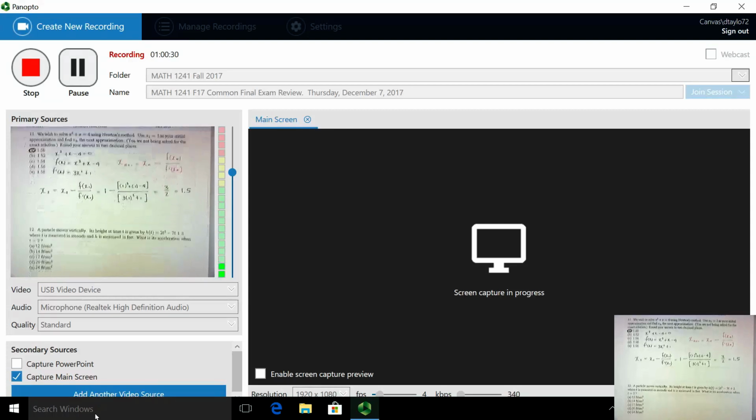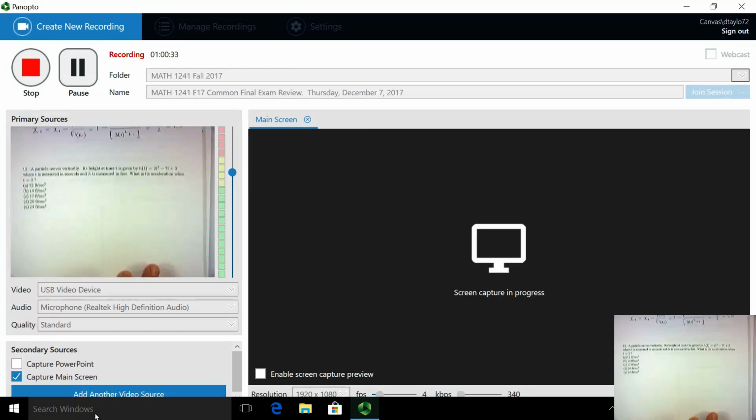All right, problem number 12. It says that a particle moves vertically. Its height at a time t is given by h of t equals 2t cubed minus 7t plus 3, where t is measured in seconds and h is measured in feet. What is its acceleration when t is equal to 2?